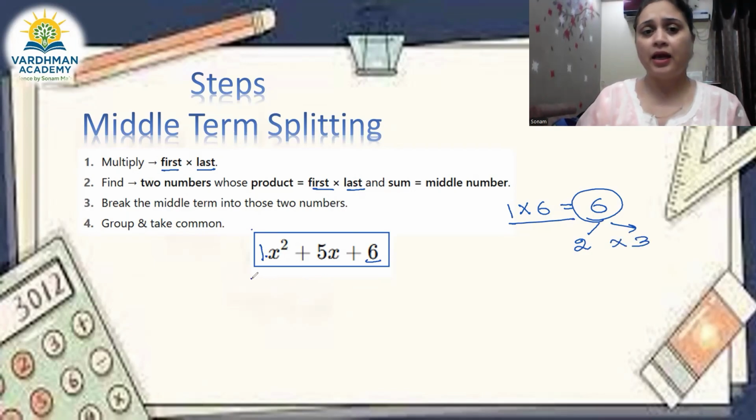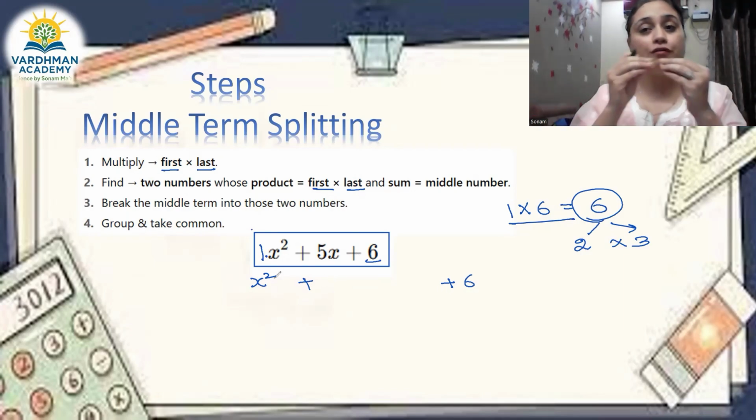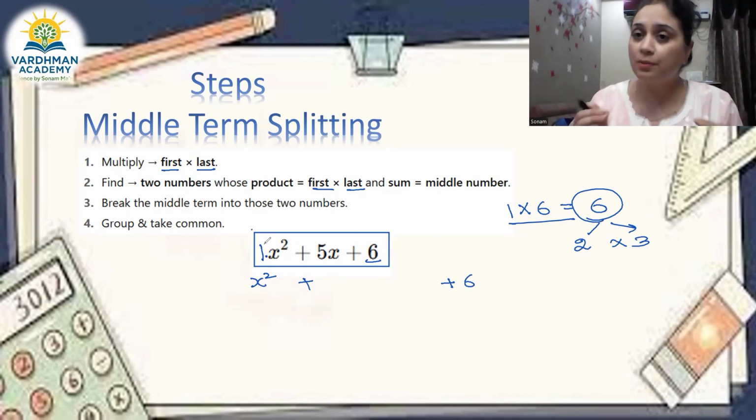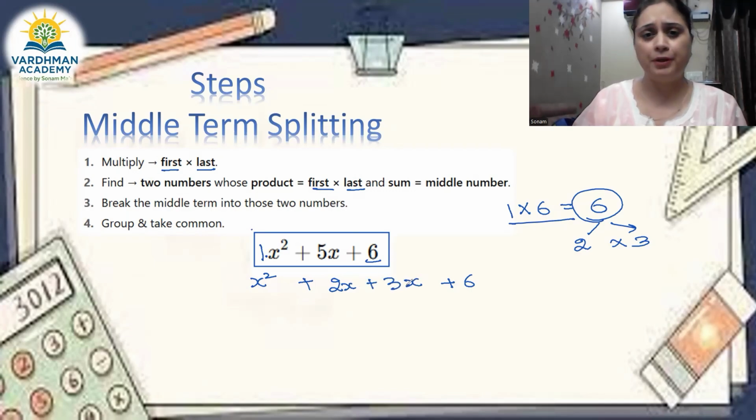So what will you do in this? You always write the first term and the last term as it is, because the topic itself says it's middle term splitting. So you have to split the middle term. You have to decompose the middle term 5x as 2x plus 3x. Very simple. Then what do you have to do? You have broken down the middle term. You have done step number 3.